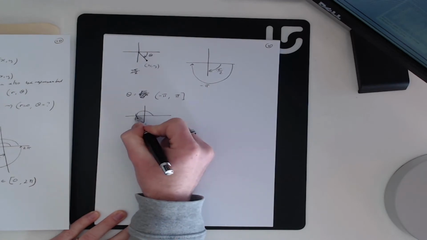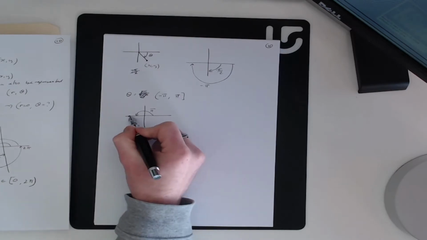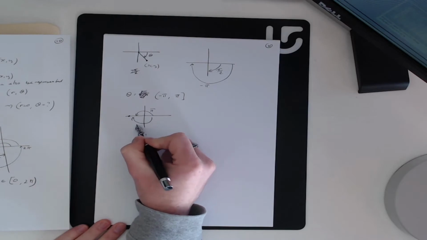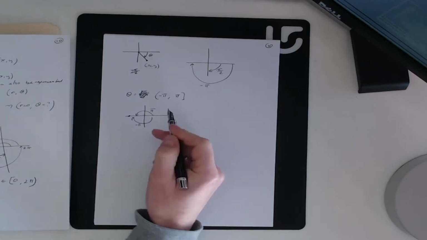We include pi and don't include minus pi, and the reason for that is that from here to here is pi. So an element that had angle pi is going to be on the negative real axis, and we don't want to double count, because minus pi would be the same thing, right? You turn 180 degrees to your left or 180 degrees to your right, same thing. That's what this is expressing.